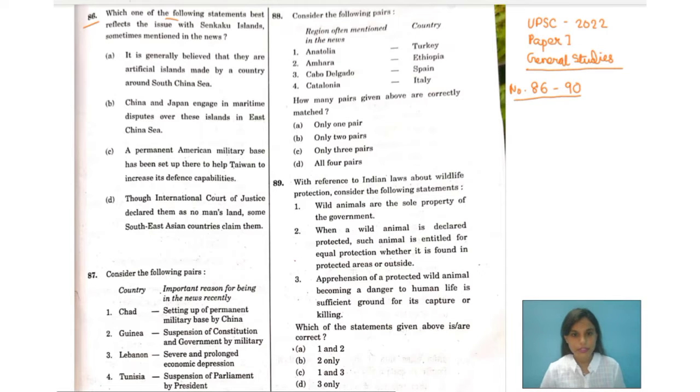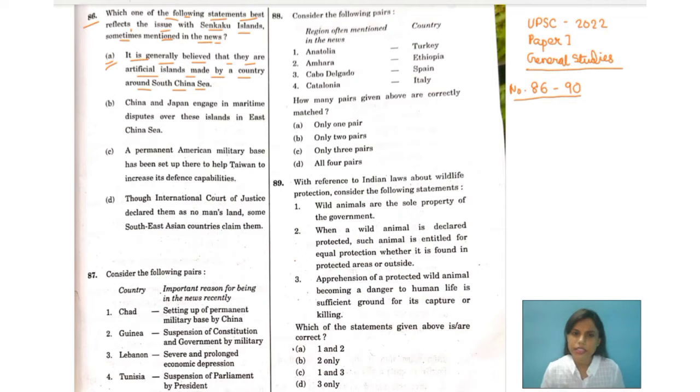Let's start with the first question, which says, which one of the following statements best reflects the issue with Senkaku Islands sometimes mentioned in the news? Let's start discussing with the statements provided. The first says, it is generally believed that they are artificial islands made by a country around South China Sea. Over here, we need to choose only one correct option.